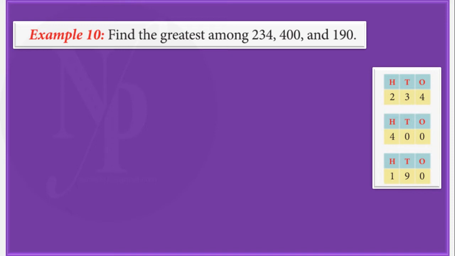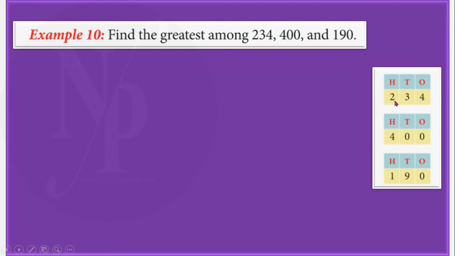So in this case, we should write down the given numbers in a place values table as written here. So the number 234 is written here, which is a 3-digit number.